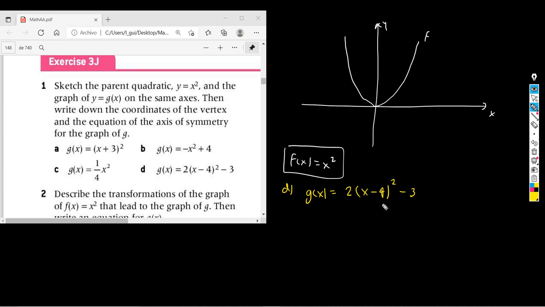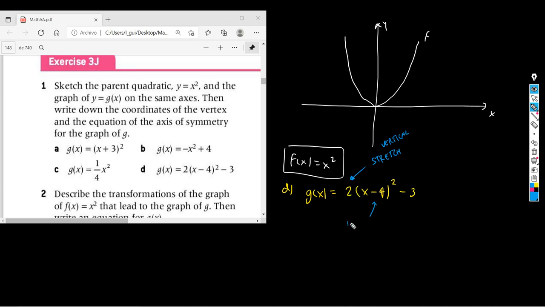So we can see readily that there are three types of transformations here. This one, what will this do? This is a vertical stretch, because the constant by which we're multiplying the function is greater than 1. So this is a vertical stretch.